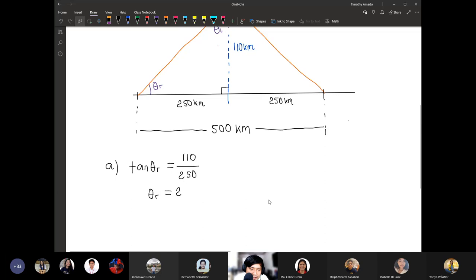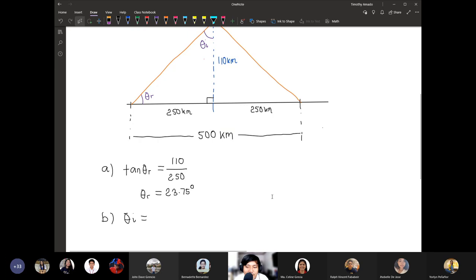Oh, sa mga trigolords dyan, how can I find theta I? Sige nga, paano ko hahanapin si theta I sa mga trigolords dyan? How can we solve for theta I? Okay, so minus na 90, di ba? So 90 minus 23.75. So we have what? 90 minus 23.75. 66.25 degrees. Okay.